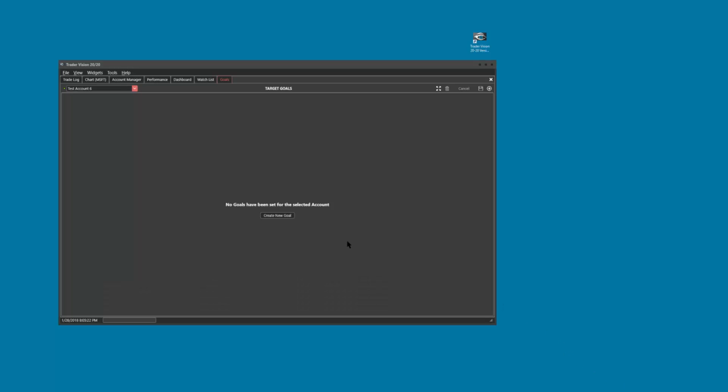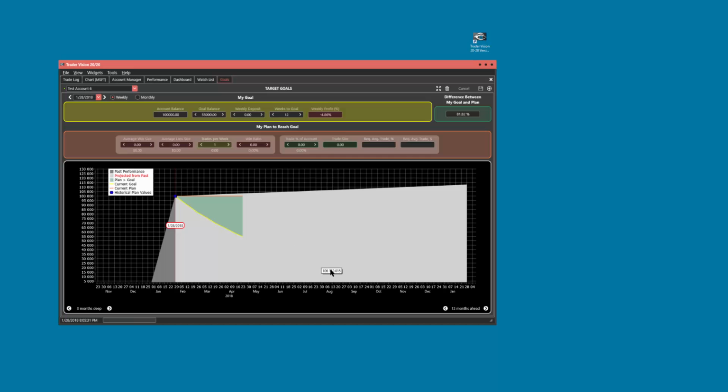When you open Trader Vision for a new account, this is what you will see. No goals have been set yet for this account. You click the Create New Goals button, and it will fill in the account balance for your new account. It defaults to weekly. I prefer to plan mine in monthly so that I can use a one-year time frame, and I can then break the one-year goal down into monthly goals, down into per trade goals.